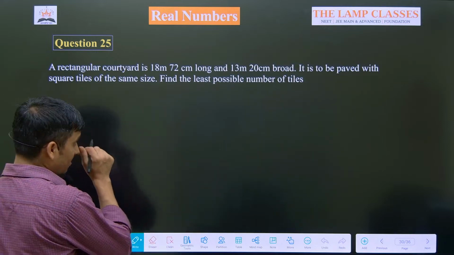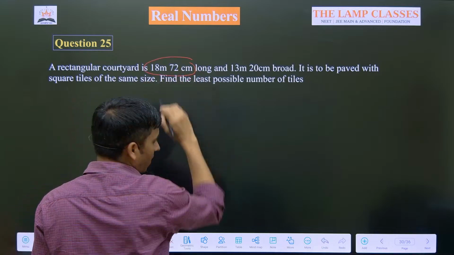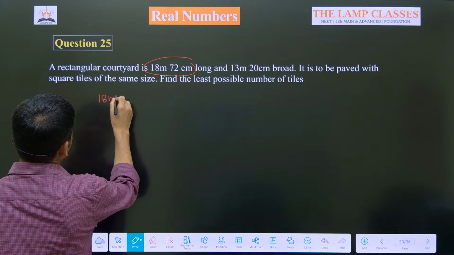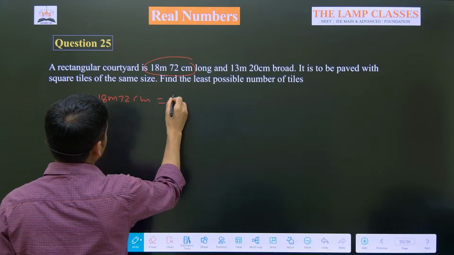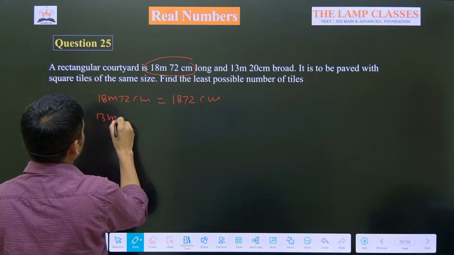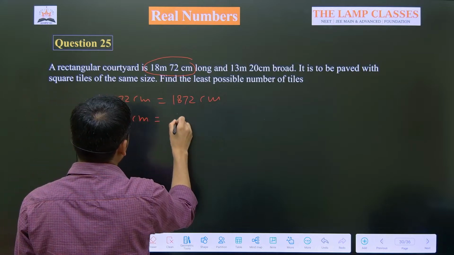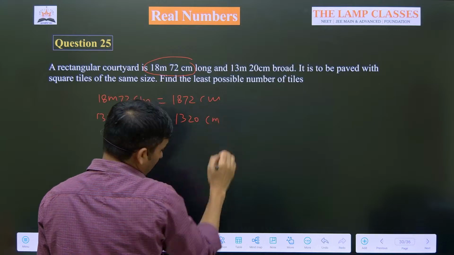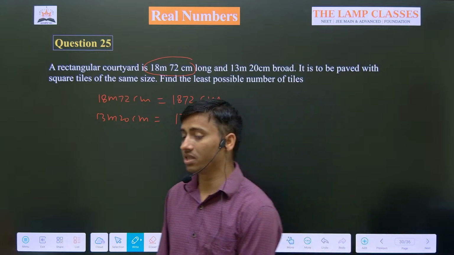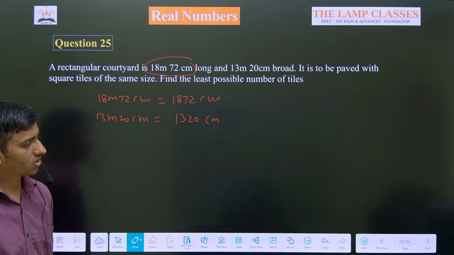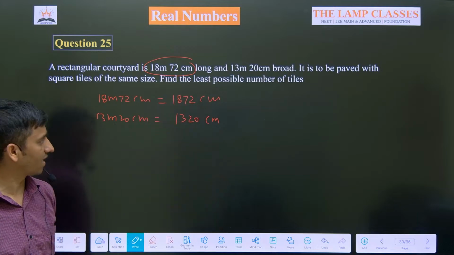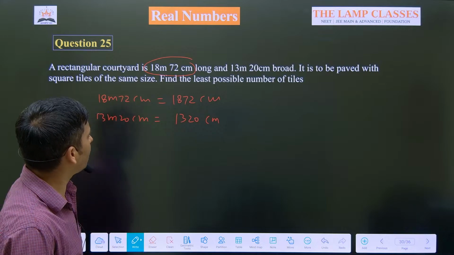The dimensions have meter and centimeter both parts. So we should convert everything into centimeters only, right? So 18 meter 72 centimeter is basically 1872 centimeter. 13 meter and 20 centimeter is basically 1320 centimeter. One more thing, they have used meter and centimeter. Sometimes they play games and also use millimeter and all. That is more tedious actually. We will convert everything in terms of millimeter in that case. Find the least possible number of tiles.